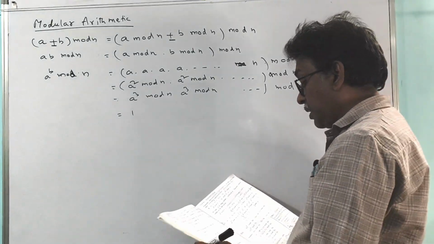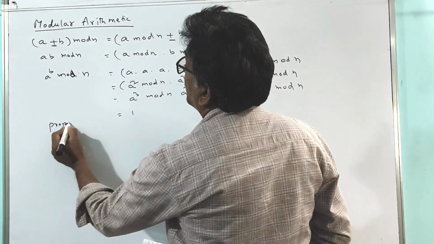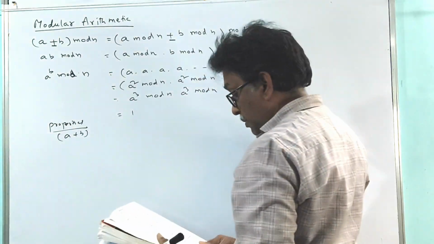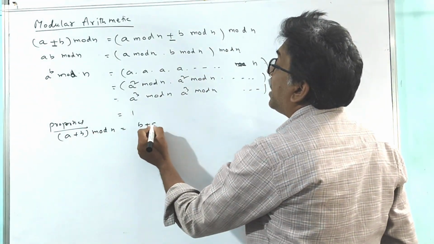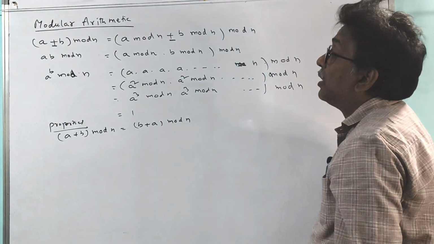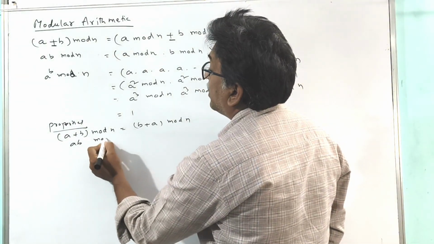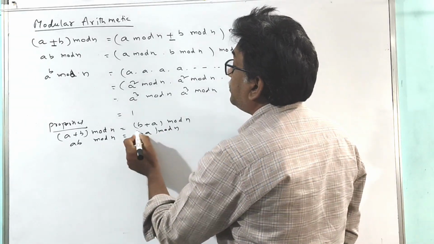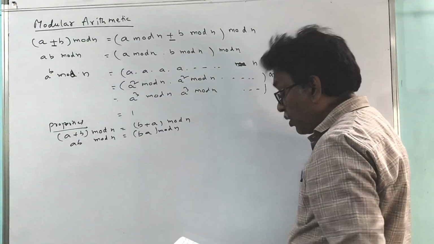And some properties are there. So the properties are (a plus b) mod n equals (b plus a) mod n. Okay, this is one formula. Similarly, (ab) mod n equals (ba) mod n. (ab) mod n equals (ba) mod n. This law is the commutative law.